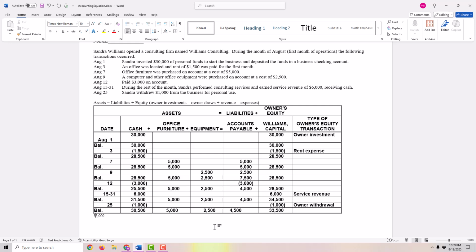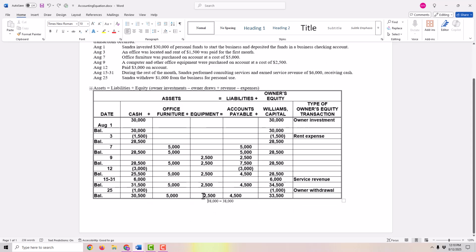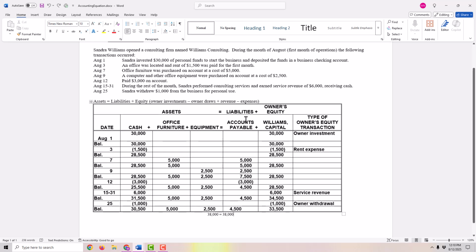Let me see if I can put this in the middle. And then you would also want to add up the numbers on the right, and you should get the same number. So basically, this side of the equation adds up to 38,000, and this side of the equation adds up to 38,000, so the accounting equation is in balance. And that's all you have to do. For every transaction, I simply looked at what accounts were affected, and then after that, I got the new balance and made sure both sides equaled.